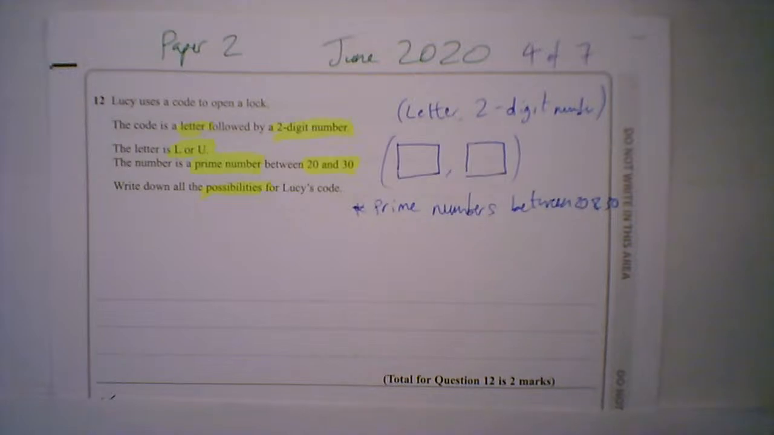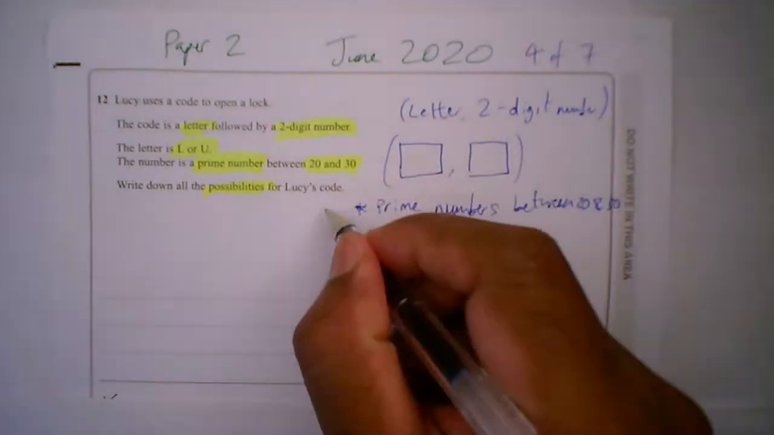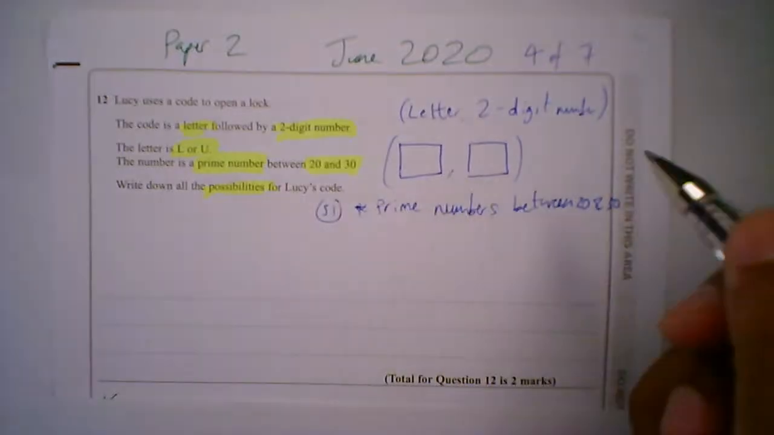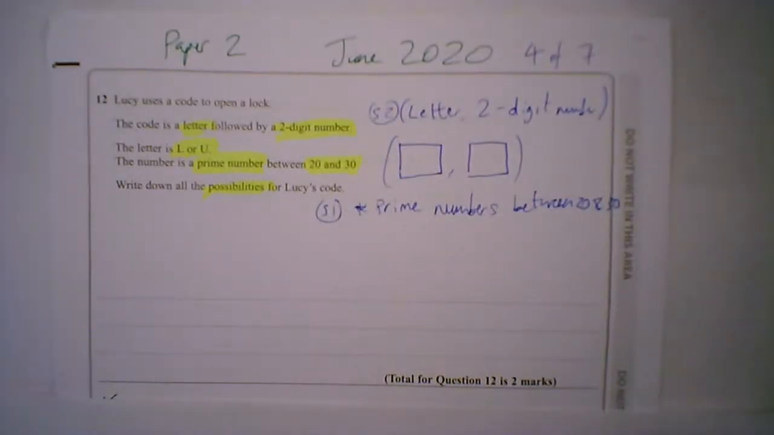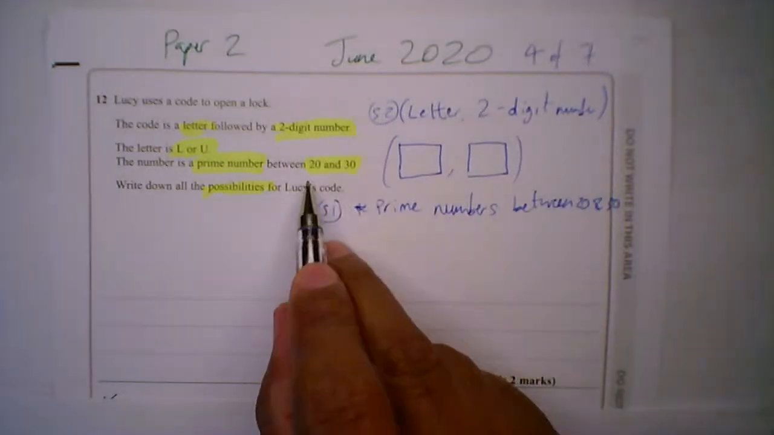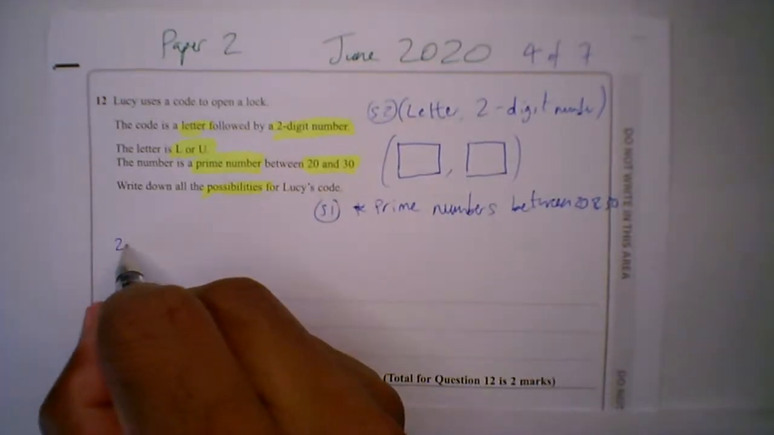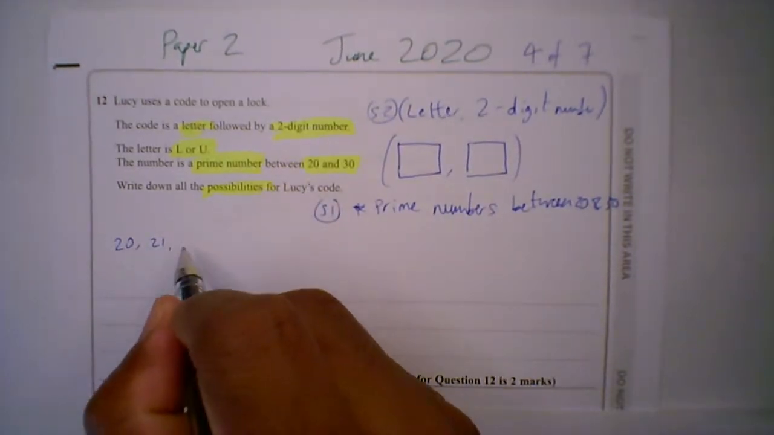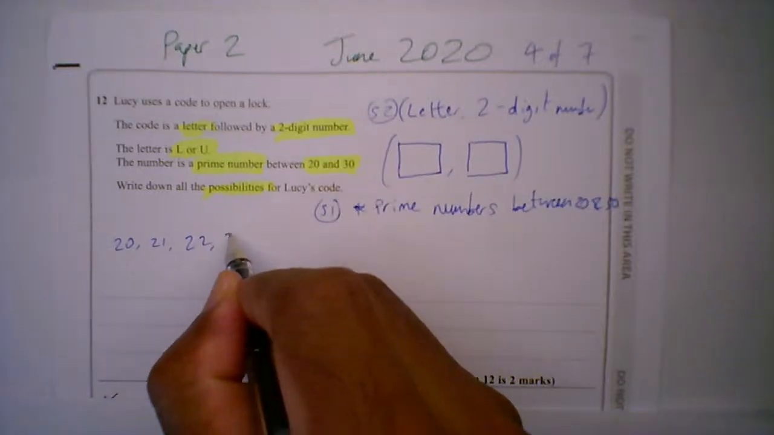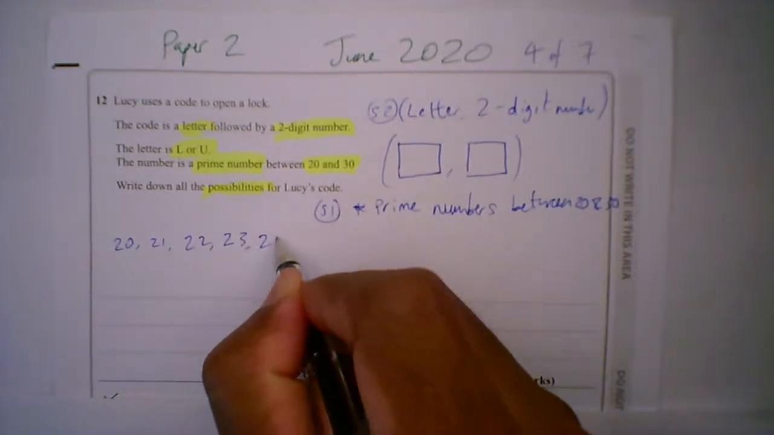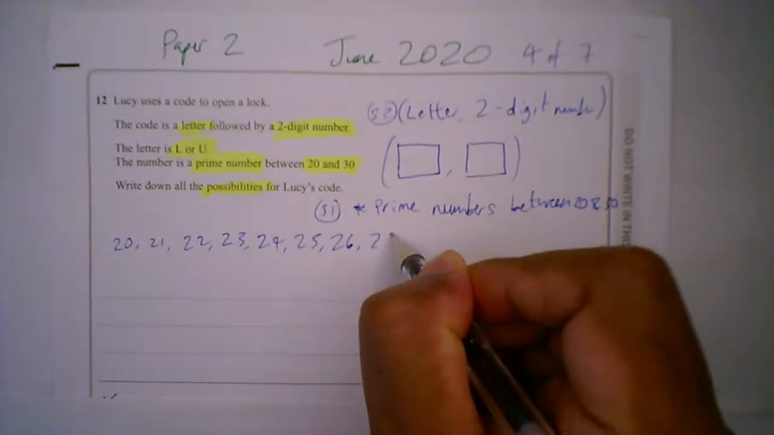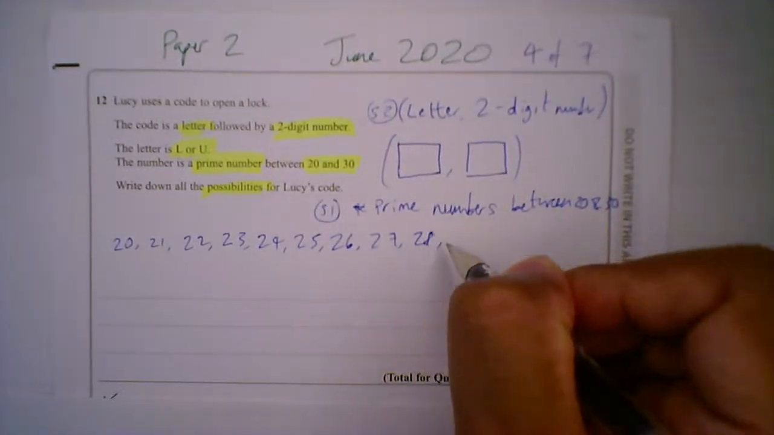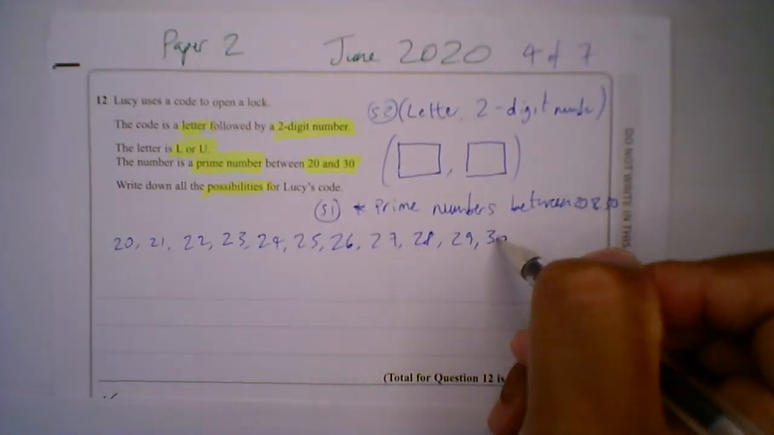Okay, so prime numbers between 20 and 30. Step 1, I'm going to do this, and then step 2 will be my letter and my 2-digit number. So I'm going to write out all of the numbers between 20 and 30: 20, 21, 22, 23, 24, 25, 26, 27, 28, 29, and 30.